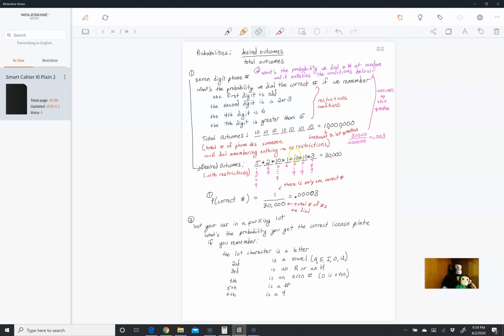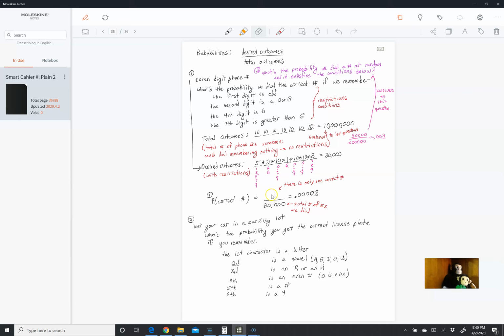The fifth and the 6th digit we don't remember, so it's going to be 10 possibilities. And the last digit is greater than a 6, so it's got to be a 7, 8, or 9. So if we dial only numbers that satisfy these conditions, we're going to dial 30,000 numbers. And the probability that we're going to dial a correct number, well, there's only 1 correct number. So we're dialing 1 out of a possible 30,000.